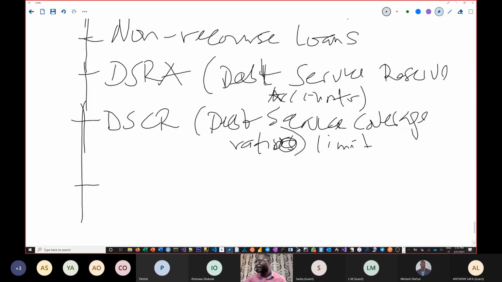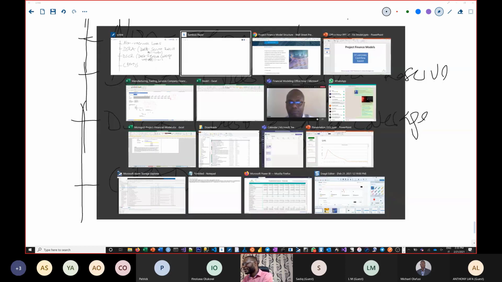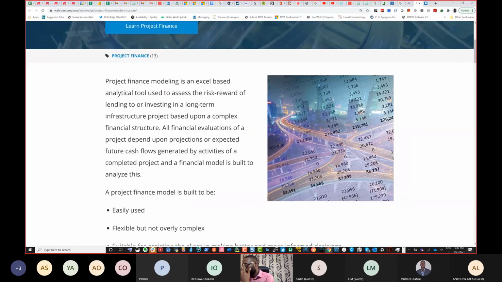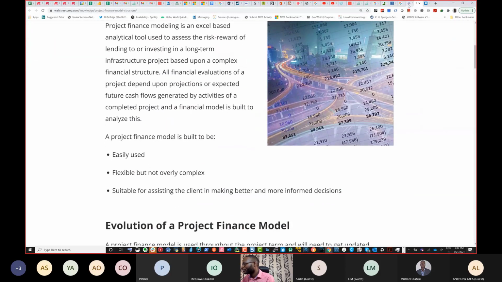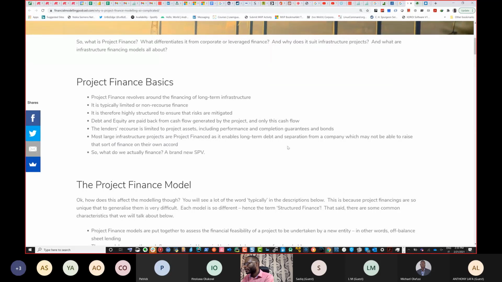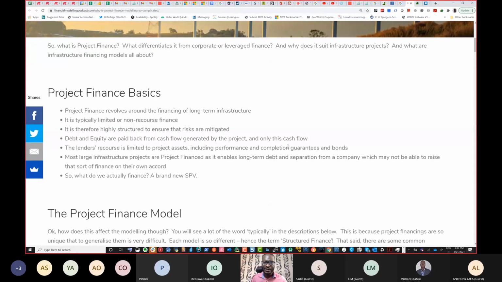I don't want to talk too much about the technical things, but let me just quickly go back to here. So that brings me back to the key concepts, the things that underlie a project finance model. So it revolves around financing of long-term infrastructure. I've explained that. It is typically limited or non-recourse finance. I've explained what that means also. So for the financier, they cannot lay claim to anything beyond the assets in that project. It is therefore highly structured so that the risks are mitigated.